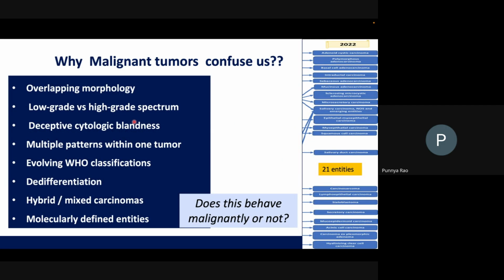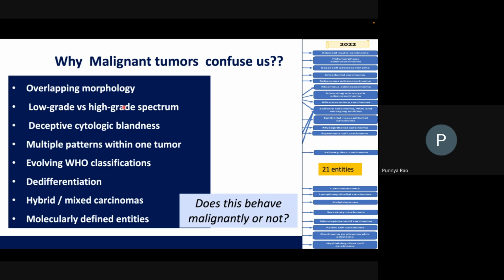So why do malignant tumors confuse us? There are more than 21 new entities in the 2022 WHO classification. What is more confusing is that most of these have overlapping morphology, and histologically they may appear very similar. And there is a spectrum. You have low grade and high grade, and you cannot just give the name mucoepidermoid carcinoma and keep quiet, because the management is going to be totally different for a low grade versus a high grade mucoepidermoid carcinoma. I already mentioned the cytologic blindness. There will be multiple patterns in a single tumor, and there is the concept of dedifferentiation, which is high grade transformation that can occur in a low grade tumor.